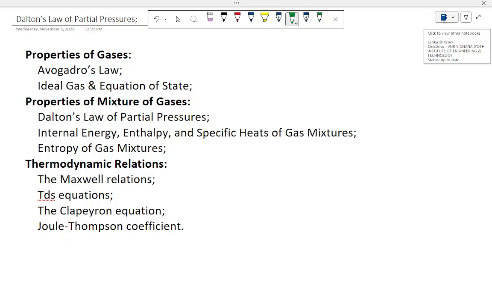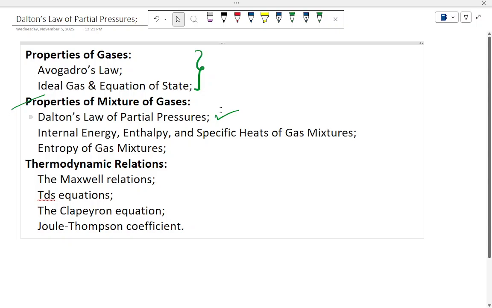Good evening, students. In this class, we will be looking at Dalton's law of partial pressures. In the previous class, we completed Avogadro's law and the ideal gas equation. We have completed till here, and now we are going to start the properties of mixture of gases. In that, the first topic is Dalton's law of partial pressures, so we will be looking at it today.